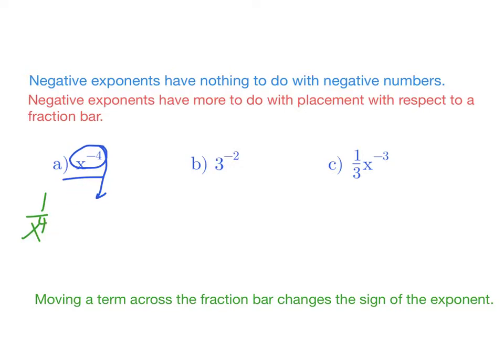So this fraction bar acts like a transformational line for the power. Anytime you slide a term across it, the power changes signs. The same thing is true if you move it the other way. When it's down in the denominator and it's positive, I slide it across and it transforms to negative. That's all negative powers have to do with. It's position with respect to the fraction bar. Is it in the denominator? Is it in the numerator? And that sign will change as it slides across.